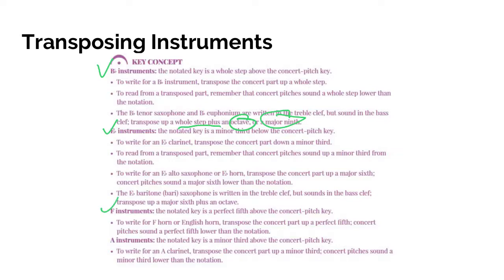F instruments, the notated key is a perfect fifth above the concert pitch key. To write for F horn or English horn, transpose the concert part up a perfect fifth. Concert pitches sound a perfect fifth lower than the notation. And then A instruments, the notated key is a minor third above the concert pitch key. To write for an A clarinet, which is very rare, transpose the concert part up a minor third. Concert pitches sound a minor third lower than the notation.